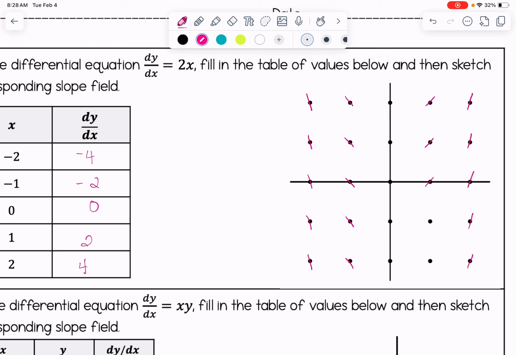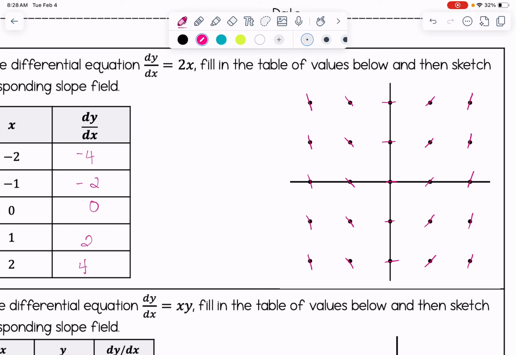Again, there's no way to actually verify if the slope that you draw is 1 or 2 or 3, but we can compare them to one another and make sure your slope of, let's say, 4 looks steeper than your slope of 2. And then I have horizontal line segments in the middle.